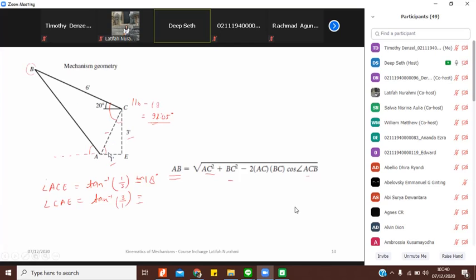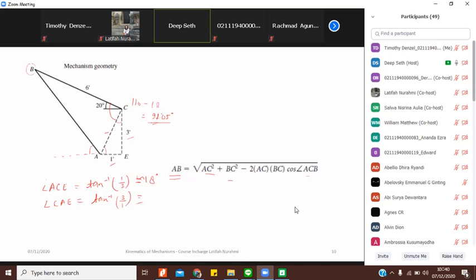Then you just have to apply the vector loop method over here to find it in terms of theta. I will give you one more chance, so some of you just volunteer and do it.